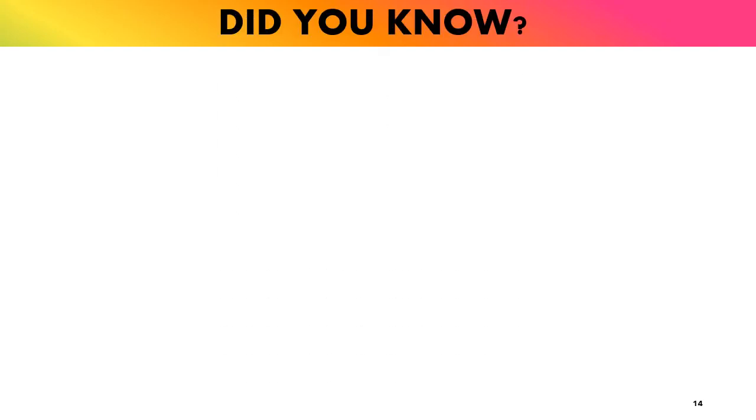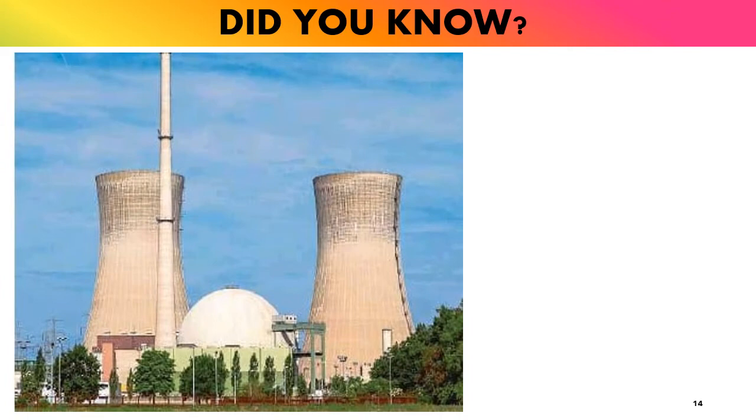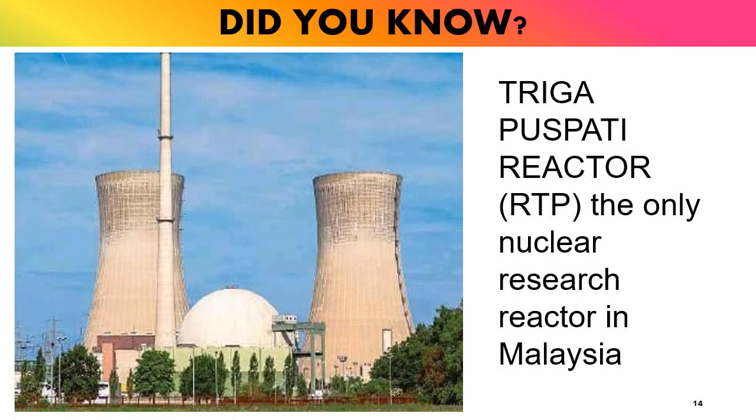Did you know where this nuclear reactor is located? Yup, at Bangi, Malaysia. Okay, this is known as Triga Puspati Reactor, RTP, the only nuclear research reactor in Malaysia. Triga stands for Training, Research, Isotope Production and General Atomic. So we do have a nuclear reactor in Malaysia, but this reactor was designed to effectively implement the various fields of basic nuclear science and education, okay? Not as a renewable energy source in Malaysia.